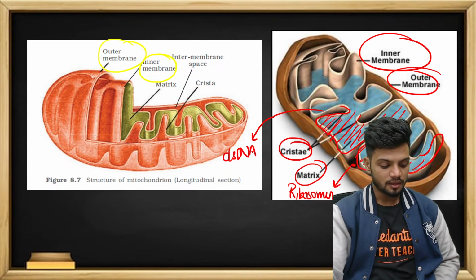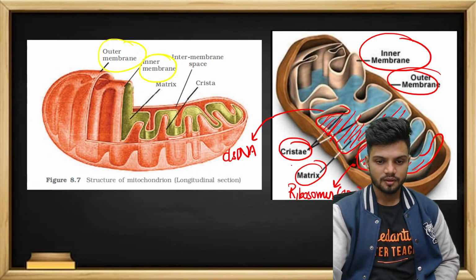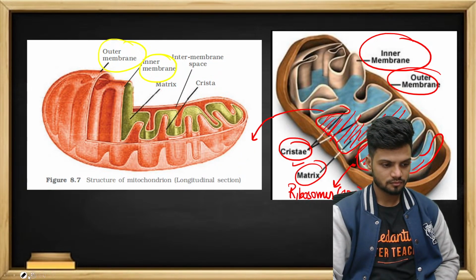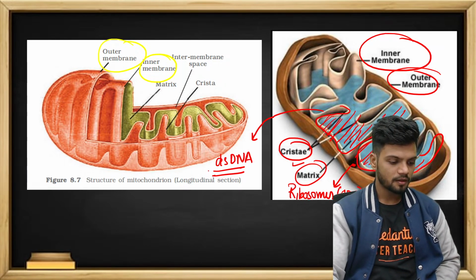There will be ribosomes also here. Okay. Ribosomes, which are 70S, just like your chloroplast. Okay. Cristae, double stranded DNA. Double stranded DNA also here, okay, and cristae and everything.